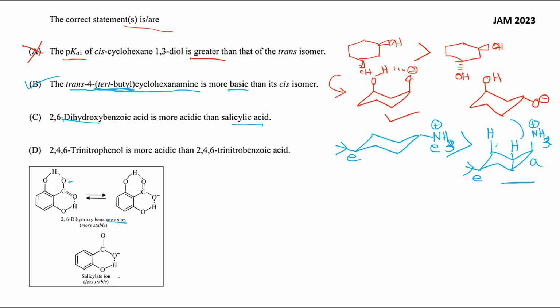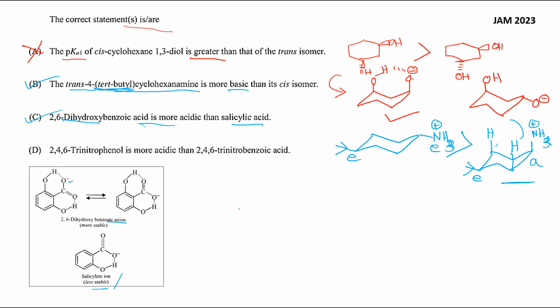And that is giving its conjugate base stability. But when it is salicylate ion, that is the conjugate base that you are getting from salicylic acid, that is comparatively less stable because here we have only one 6-membered ring. So that is the reason this one, that is the first acid, will be more acidic, and this statement is also correct. What about the last one?